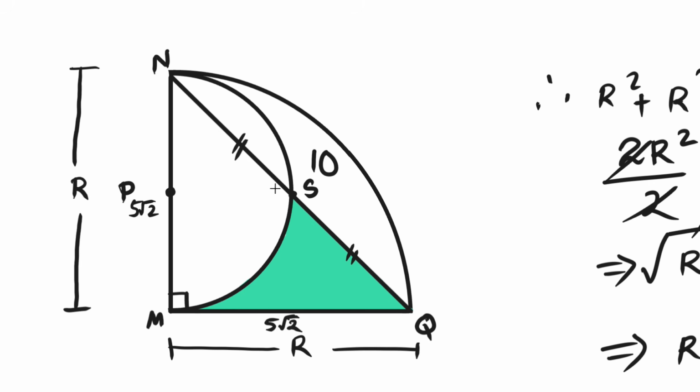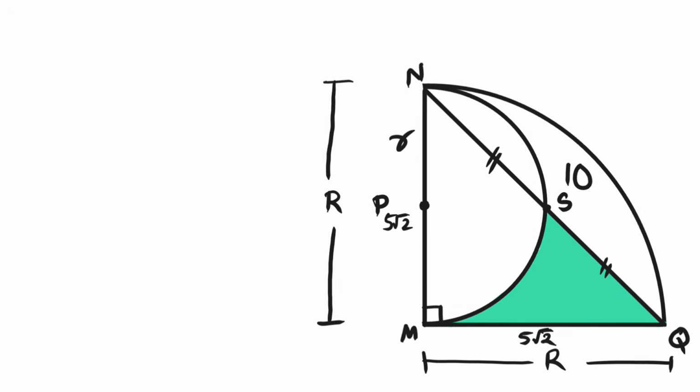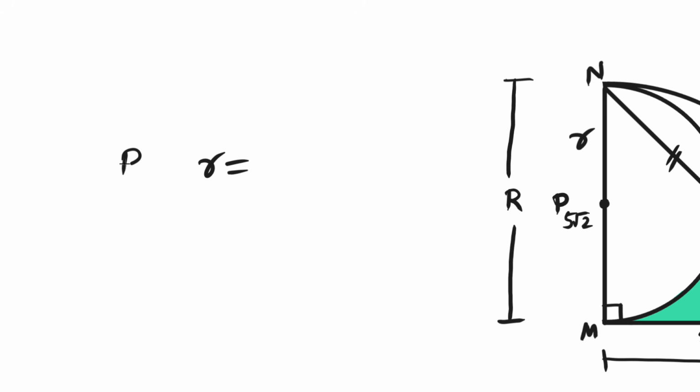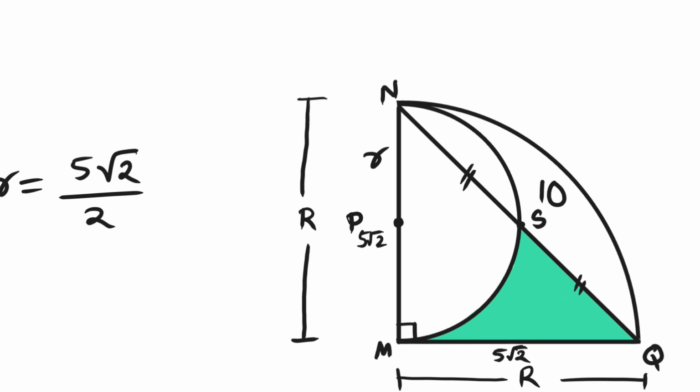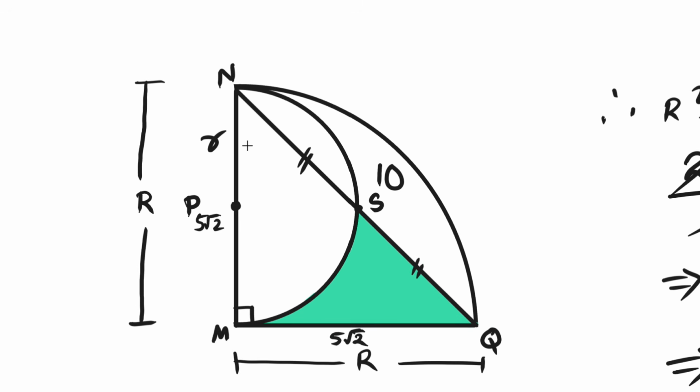Now let's move our attention to the semicircle. Remember, MN is the diameter of this semicircle. The radius of a circle is always half of its diameter. Since MN is 5 square root of 2, the radius PN must be half of that. So PN equals 5 square root of 2 divided by 2. Therefore, the radius of the semicircle is 5 square root of 2 over 2 units. Keep that value in mind because we will need it again when calculating the area of the smaller circular part.